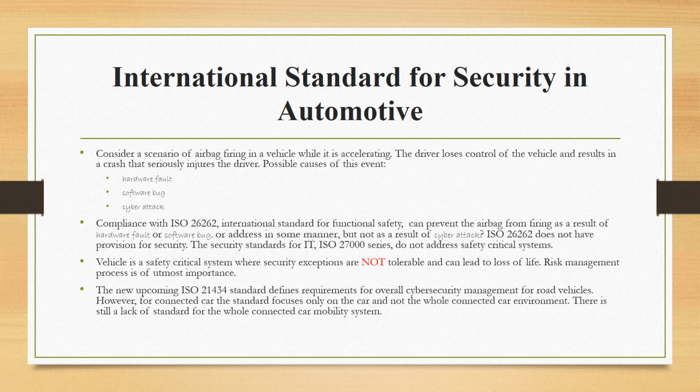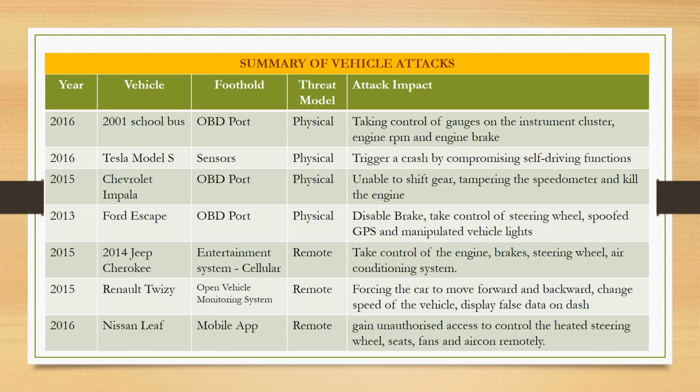This is a summary of cyber attacks on vehicles over the years. In 2016, a 2001 year bus was attacked through the OBD port, where the attacker took control of the gauges on the instrument cluster, engine RPM, and brakes.